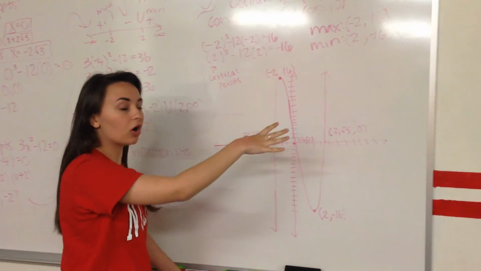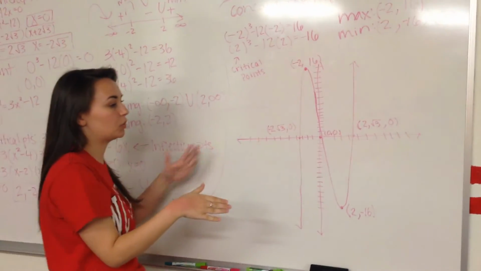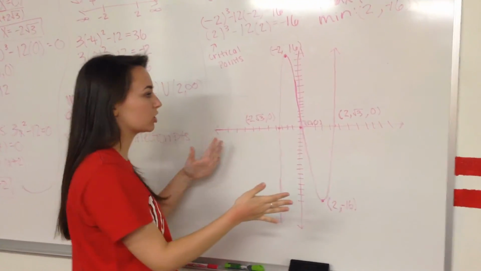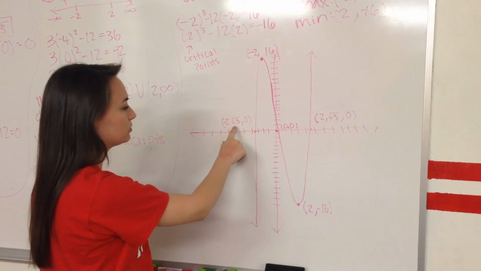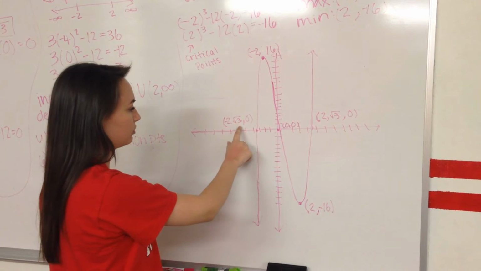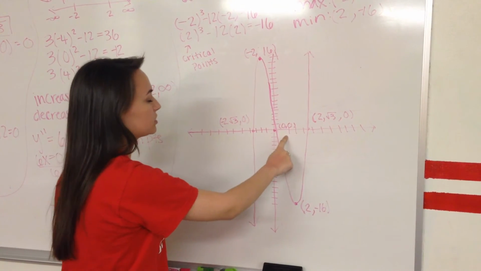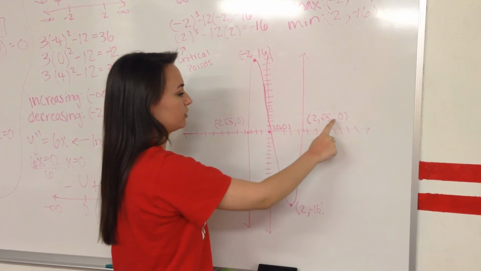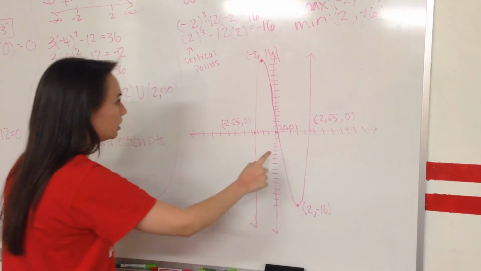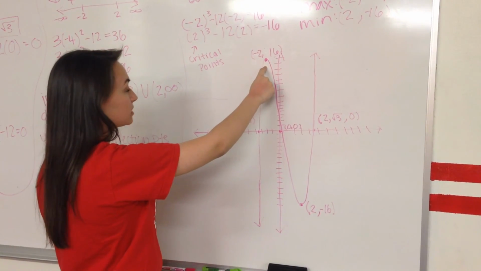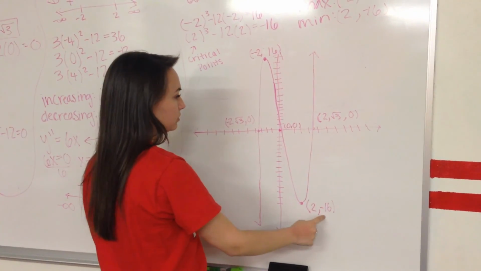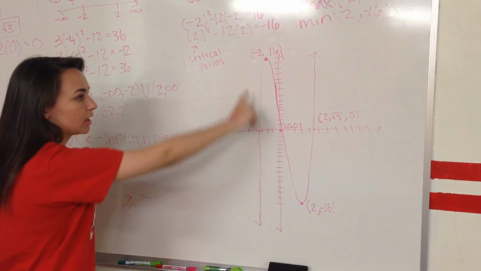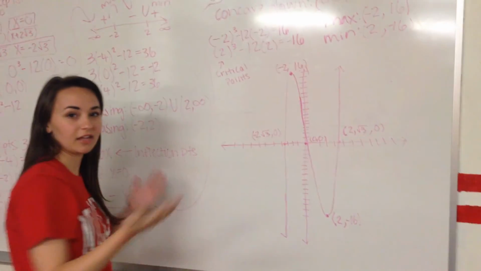And then after you have all of that, you can take all of your points and put them onto your graph, and you'll get your graph. So you put your x-intercepts, which are negative 2 square root of 3, 0, 0, 0, and then 2 square root of 3, 0. And then your max, which is negative 2, 16, your min, 2, negative 16, and then you just connect the dots and put it all together, and that's how you get your graph.